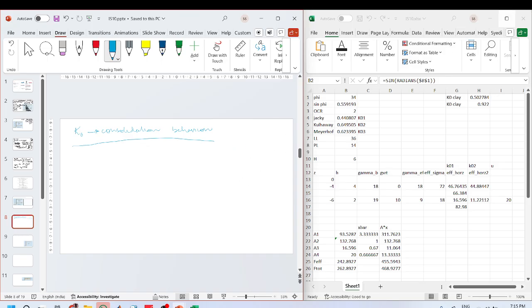One second. Let me gather this. K-naught condition, basically, what you mean by K-naught condition is zero lateral strain.